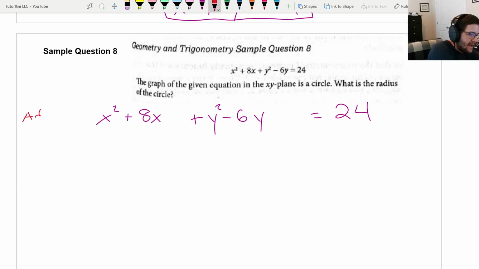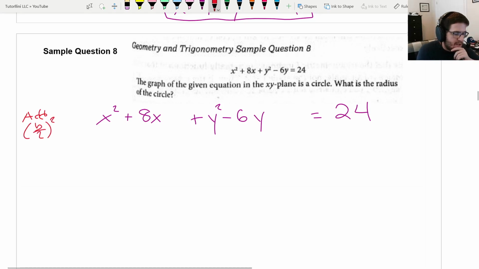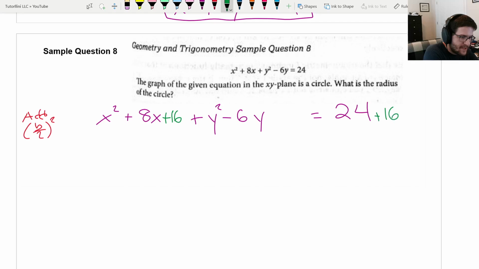To do that, we're going to add b over 2 squared to both sides. So why don't I do the x's first? So the b is 8. It doesn't even matter the sign, because when you square it, it's going to become positive. 8 divided by 2 is 4. 4 squared is 16. So we're going to add 16 here, and we're going to also add 16 over here to both sides. And we can put parentheses around this, hopefully you can see where this is going.